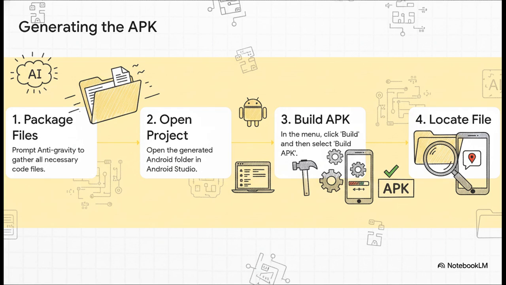First, we just tell Anti-Gravity one last time to package up all the project files into a nice, neat folder. Then, we open that folder in Android Studio. That's Google's official tool for this. From there, it's literally a couple of clicks. Build, then Build APK. You let it do its thing, and once it's done, you just click Locate to find your brand new APK file.